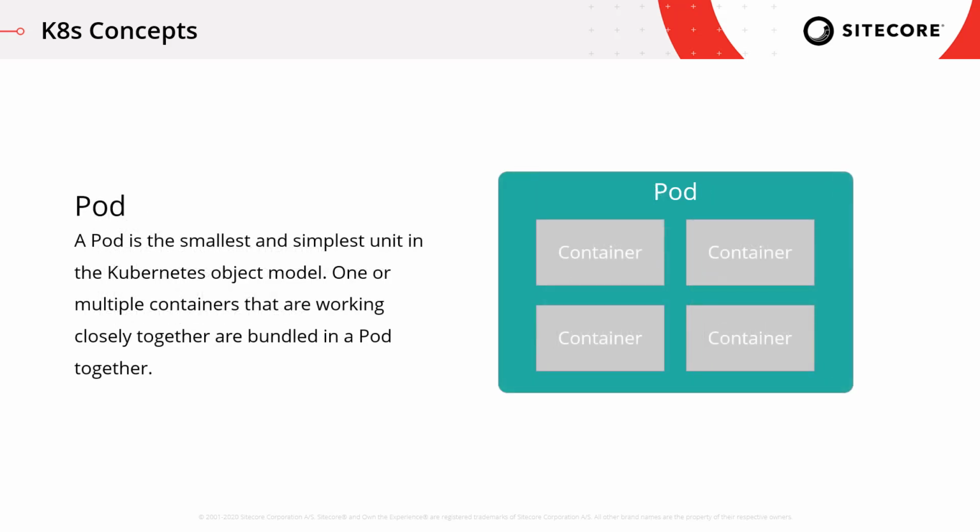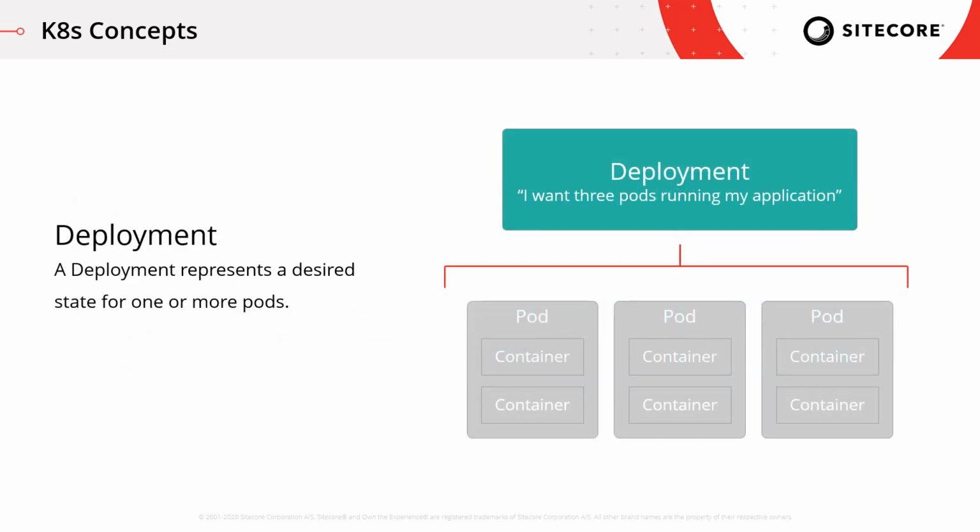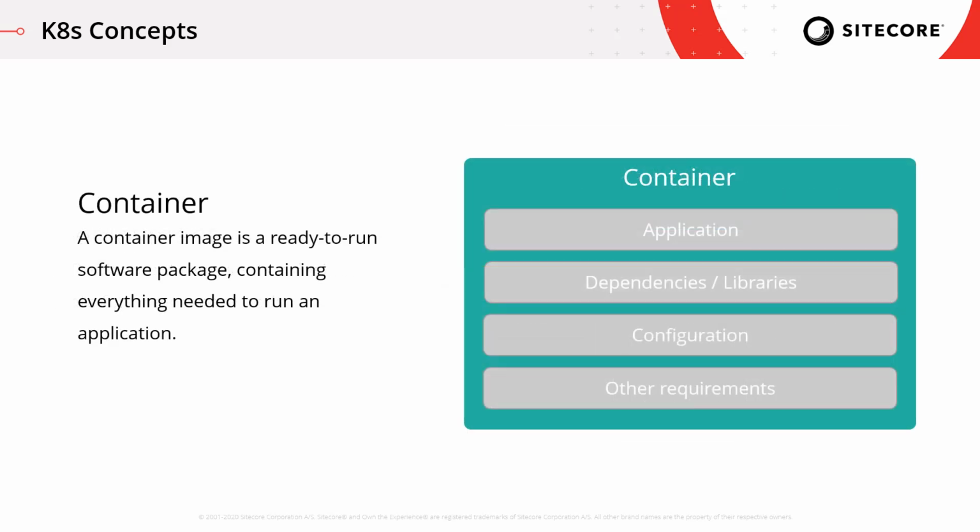A pod is the smallest deployable unit in Kubernetes. A pod is a group of one or more containers with shared storage and network resources, and a specification for how to run them. A deployment represents a desired state for one or more pods. You can describe this desired state, and then Kubernetes will change the actual state to match the desired state at a controlled rate. A container, we've discussed at length in other videos, but that represents an application being deployed.